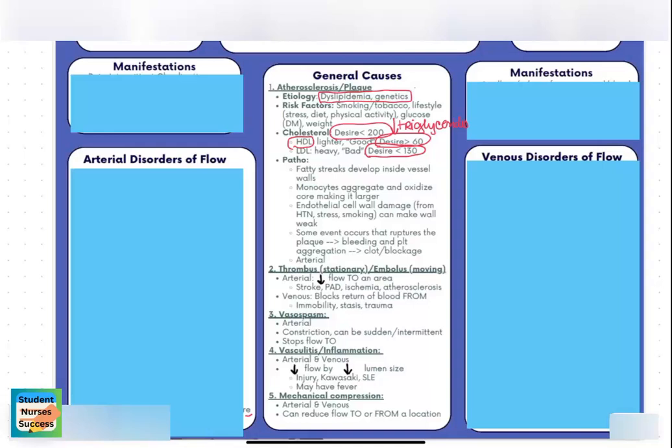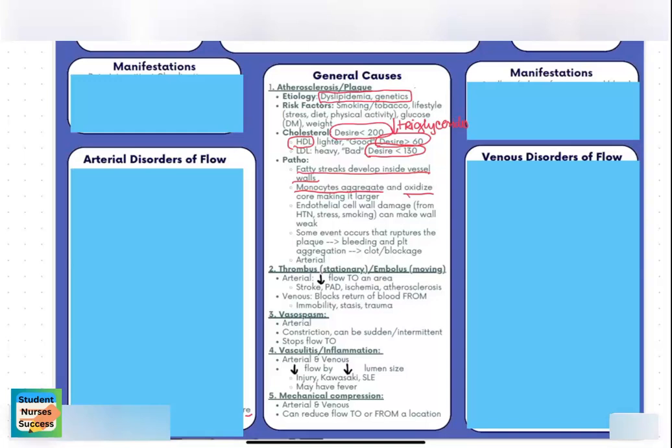With the development of atherosclerosis, what happens is these LDLs that get stuck in the walls develop fatty streaks inside the vessel walls. As these streaks continue to grow, they start to narrow the vessels. We also know that these fatty streaks cause some inflammation in the vessels, and therefore monocytes will start to aggregate and go to those sites. As the monocytes aggregate on these inflamed fatty streaks, they get harder and oxidize, making the core of the lipid plaque larger and larger and larger over time.